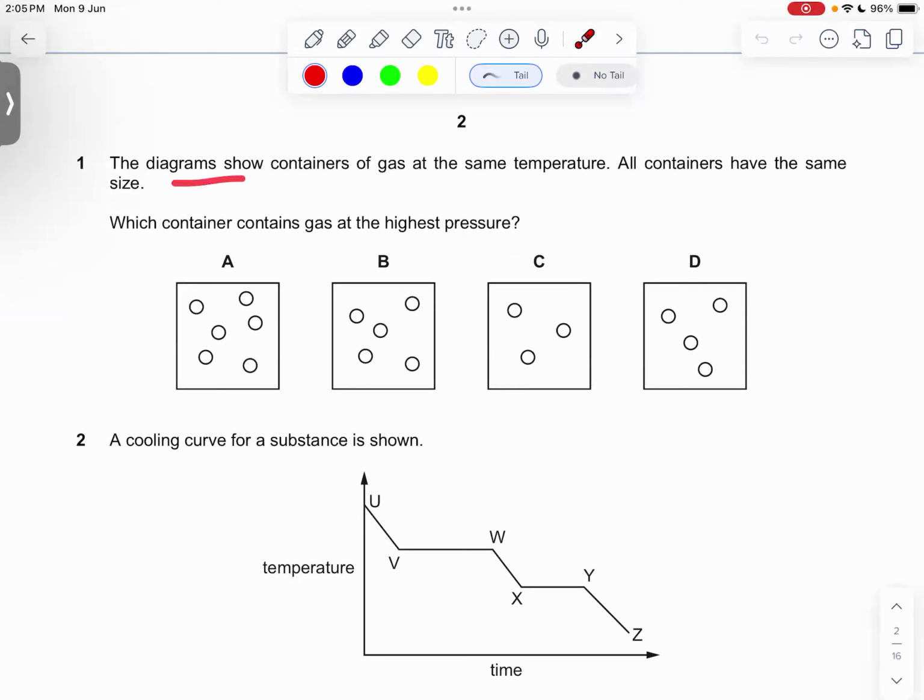The diagrams show containers of gas at the same temperature. All containers have the same size. Which container contains gas at the highest pressure? All right, so which of these containers contains the gas at the highest pressure?